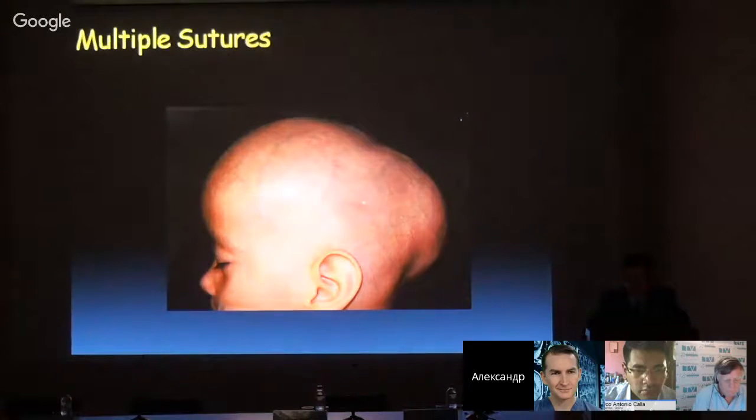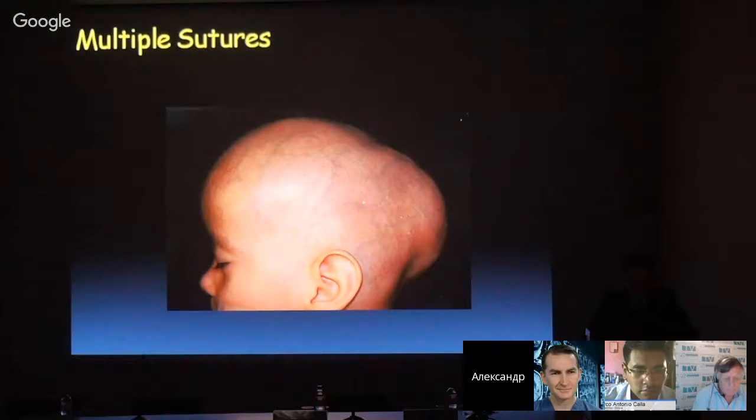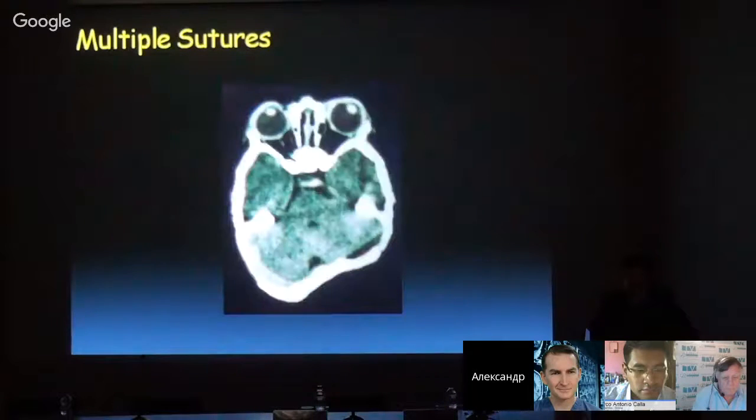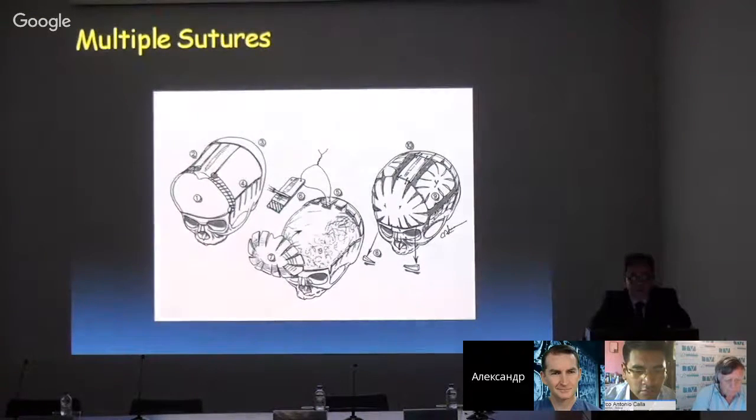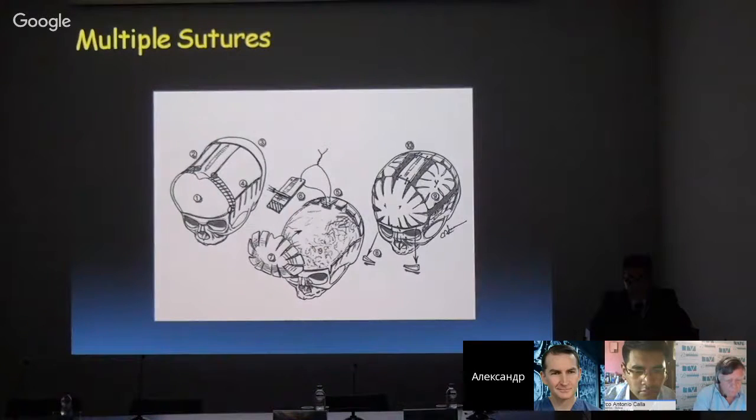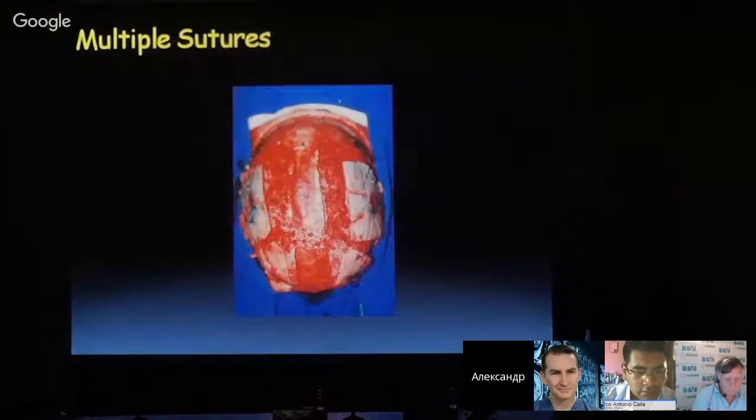This is a case of multiple sutures. You can see a bizarre form of the skull in this child. The CAT scan shows the deformity, the closure of the lambdoid and sagittal sutures. And we do a complete cranial remodeling. You remove all the frontal, parietal, temporal, and occipital bones. You do a fracture like a green wood in the base of the cranium, in the temporal area, and put the bone together with nylon.